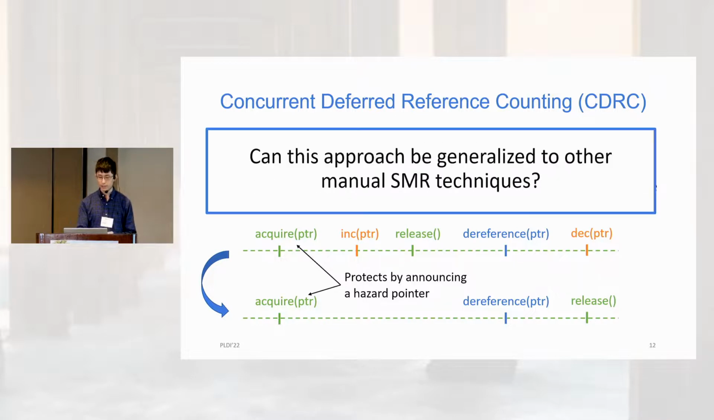And then the question that motivated this year's PLDI paper is, can we generalize this approach to other manual SMR schemes as well? For example, maybe we want to use a protected region approach like epoch-based reclamation. And then the follow-up question is, will we get all the performance benefits associated with these protected region approaches? It turns out that the answer to both questions is yes.